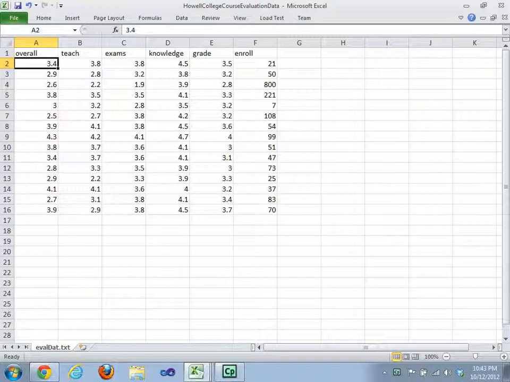The 5 variables obtained were the overall rating of the course, the rating of teaching skills of the instructor, the quality of tests and exams, the rating of the instructor's knowledge of the material, the student's anticipated grade for the course, and the enrollment for the course.